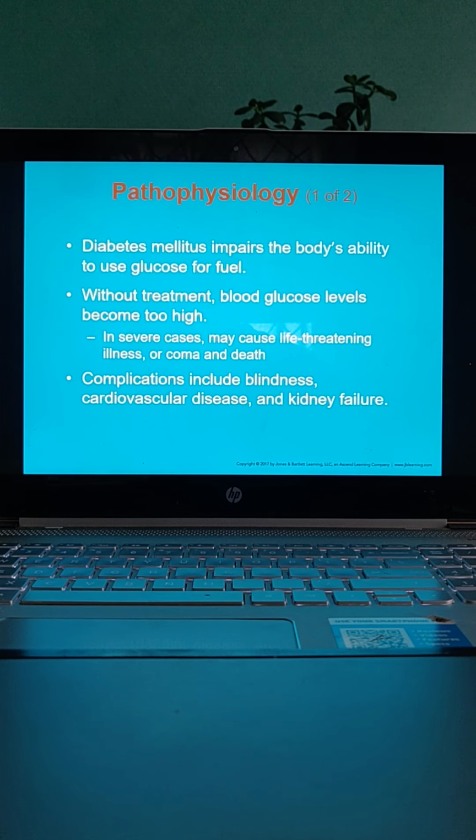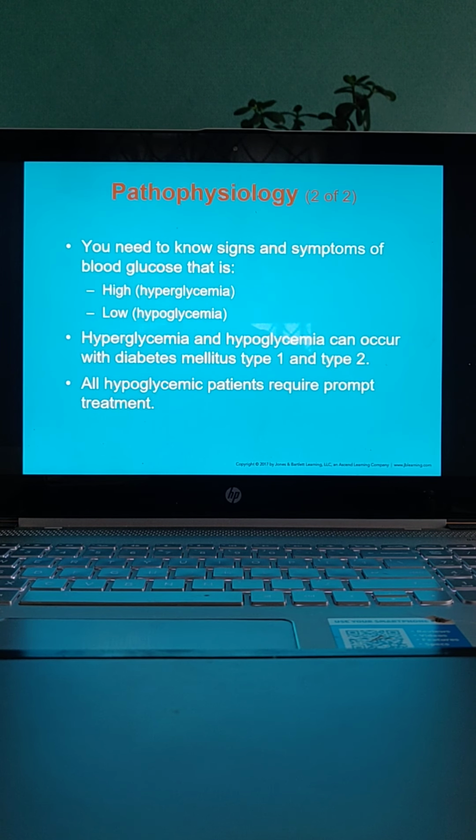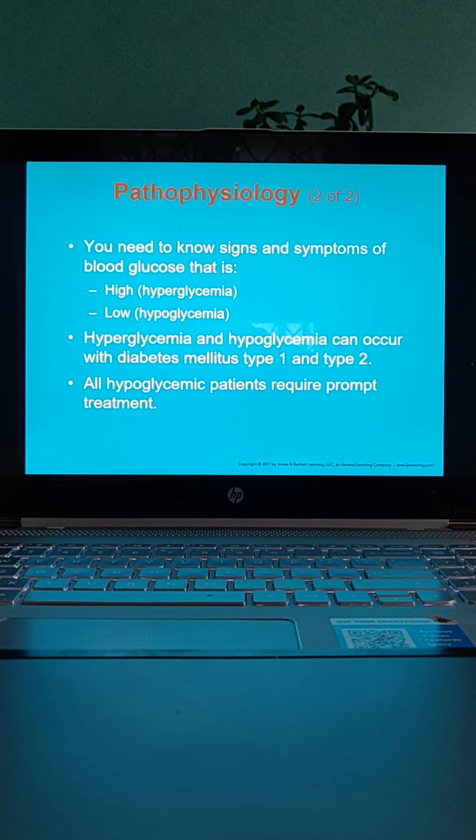People with low blood glucose can experience blurred vision. And they can have dementia. They have a higher chance of falling because they have an altered mental status. In the process of falling, they have a higher chance of getting fractures, and they have a higher chance of heart attacks. You need to know the signs and symptoms of blood glucose, which is high hyperglycemia, low hypoglycemia.